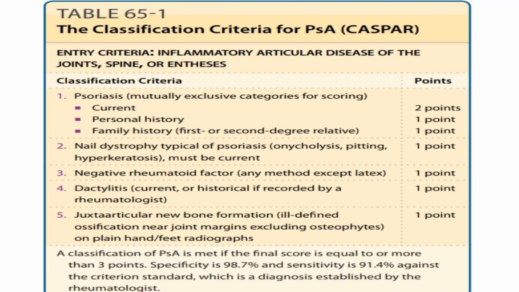This is the classification criteria for psoriatic arthritis, the CASPAR criteria. In psoriasis, current psoriasis is given 2 points, and personal history or family history in first and second degree relatives, nail dystrophy, onycholysis, pitting, hyperkeratosis, which must be current, is 1 point. Negative rheumatoid factor, by any method except latex, 1 point. Dactylitis, current or historical if recorded by a rheumatologist, 1 point. Juxtaarticular new bone formation, ill-defined ossification near the joint margin excluding osteophyte on plain hand or feet radiographs, is given 1 point.